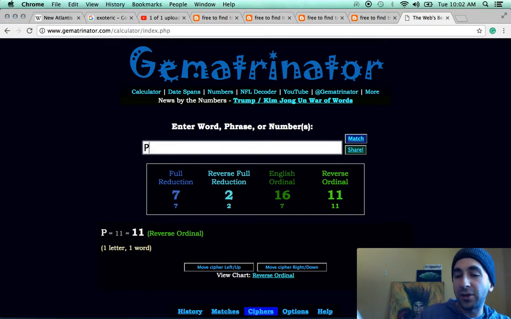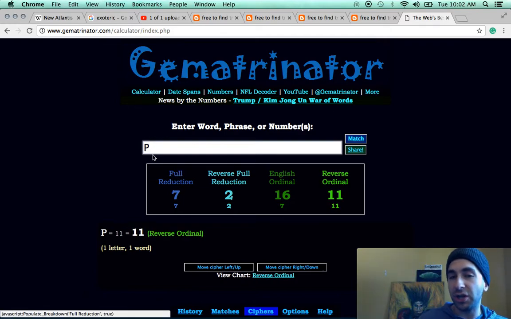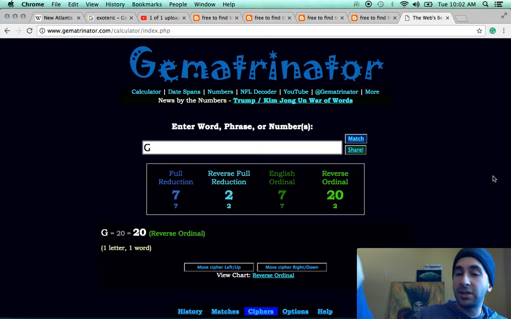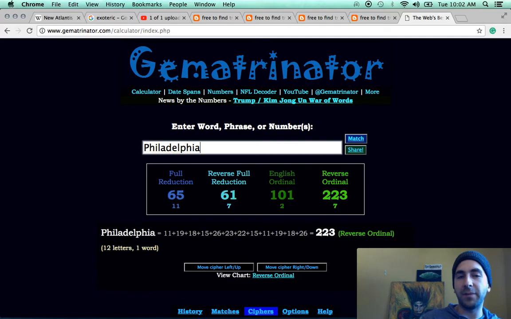Or you could just do any letter. G is the 7th letter. 27 minus 7, G in reverse will be 20. And you know, I'm just kind of skipping around to make a point, just how this system works. If you know the alphabetic order, you can figure out all the methods. So anyhow, let's come back to church, which has this overlap with Philadelphia. I want to put Philadelphia back up here.